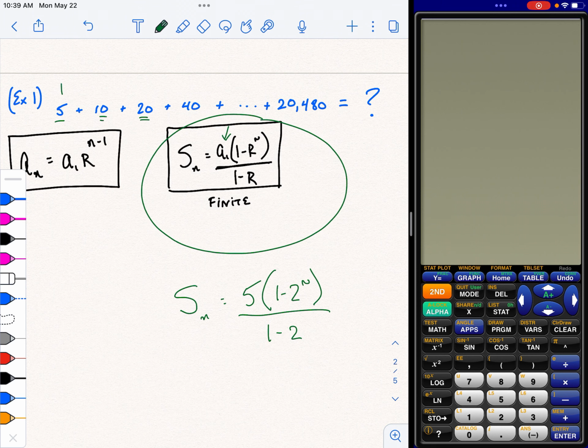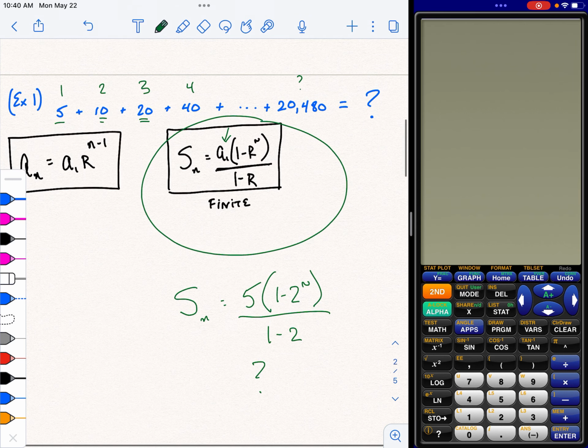I don't know if this is the first term and this is the second term and this is the third term and this is the fourth term. We don't know what term this is. And could I grab a calculator and just figure it out? Sure, but that kind of defeats the whole purpose. So since I'm kind of stuck at this point, I'm going to leave that there, and I'm going to go over to something else instead.